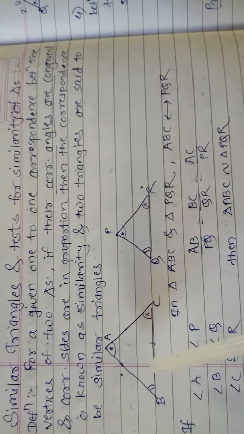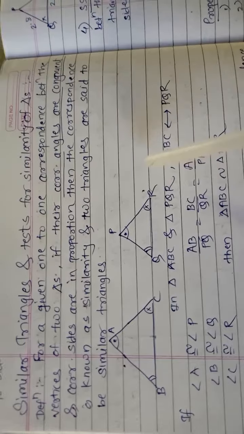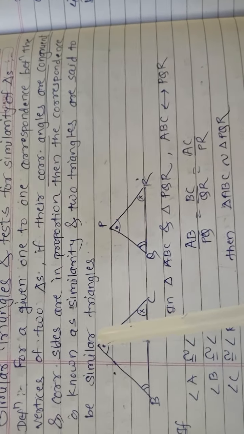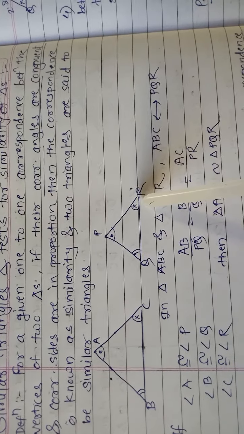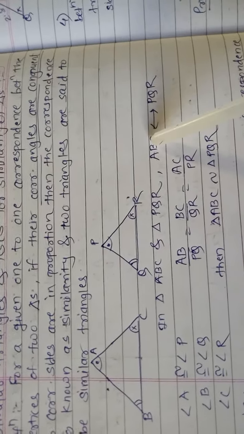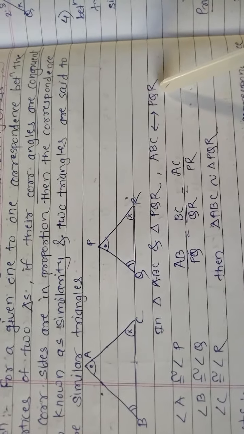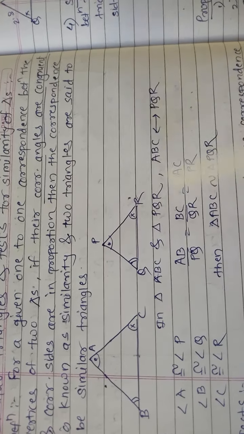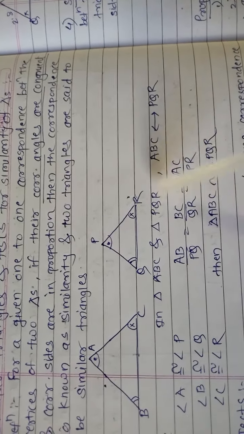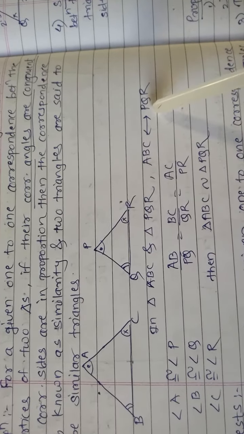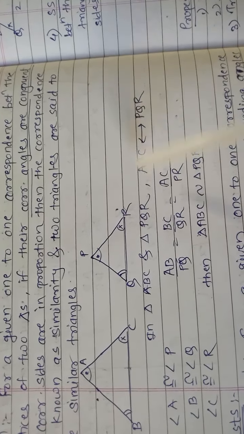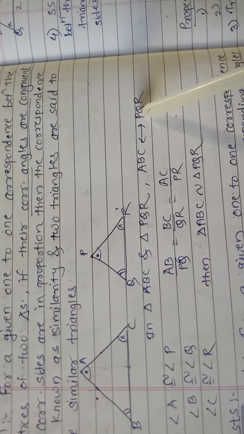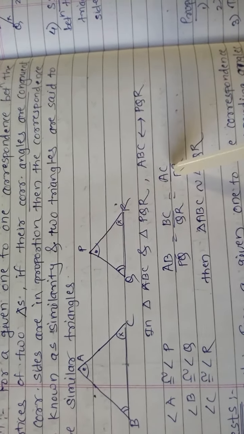Now see the two figures ABC and PQR. In these two triangles, angle A is congruent with angle P, angle B is congruent with angle Q and angle C is congruent with angle R, and the given correspondence is ABC correspondence PQR. So these three angles are congruent and the sides are in proportion: AB upon PQ, then BC upon QR and AC upon PR. So these sides are in proportion.